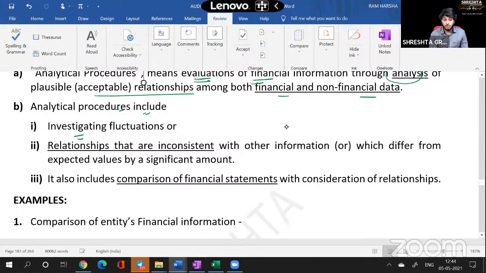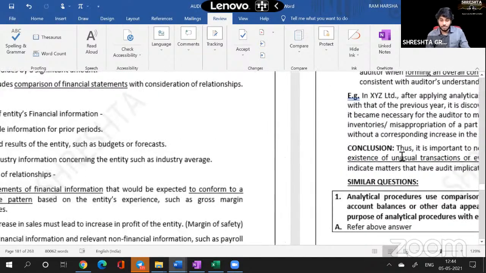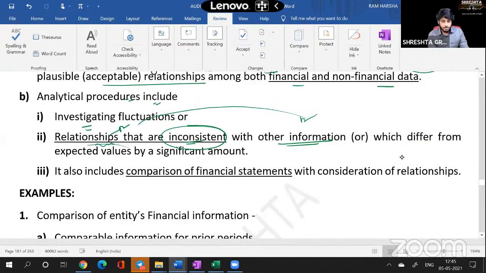Analytical procedure includes relationships that are inconsistent with other information. What is inconsistent? Profit is 1 crore 1.1, whereas turnover is double. There is no consistency, which differs from expected value by a significant amount. When turnover is doubled, I thought profit will also double, but expected profit is 2 crore, while real profit is 1.1, a significant deviation. It also includes comparison of financial statements with relationships.